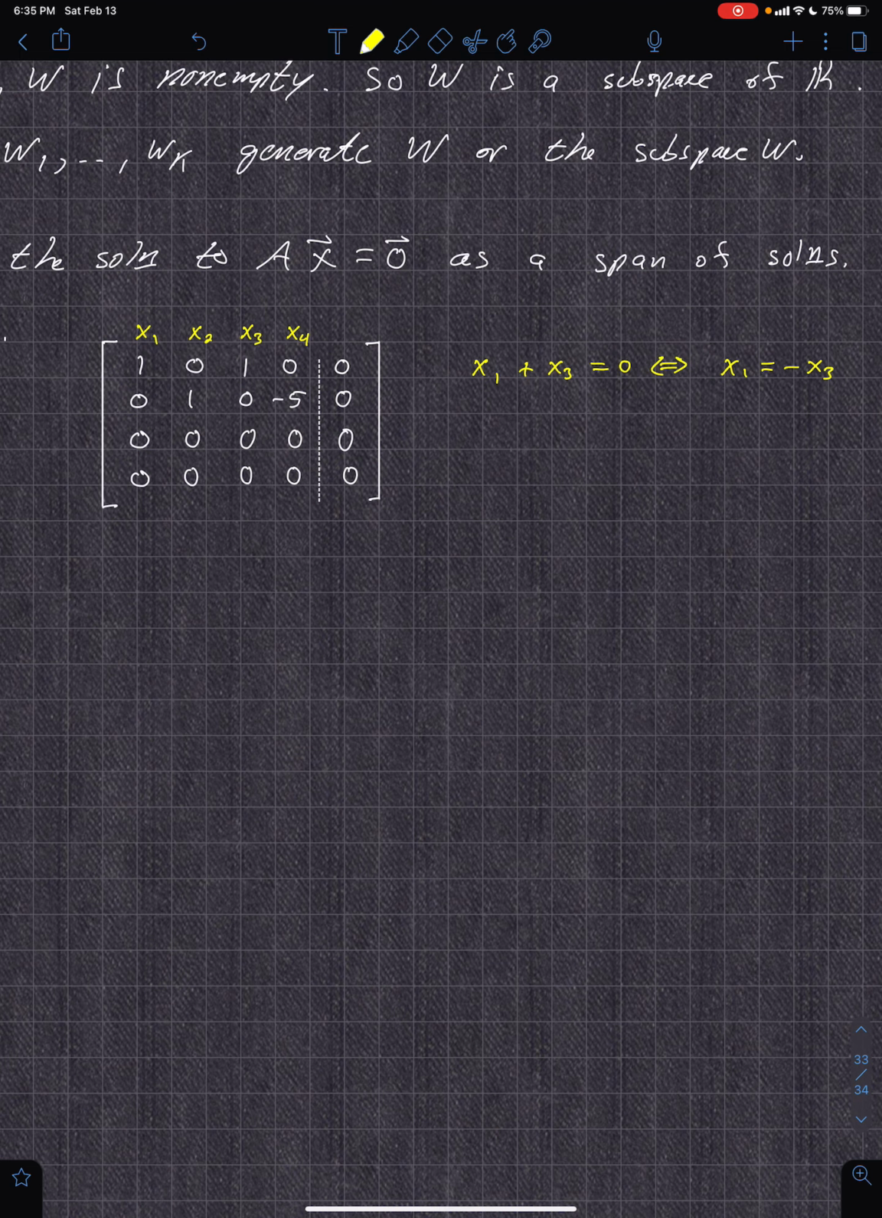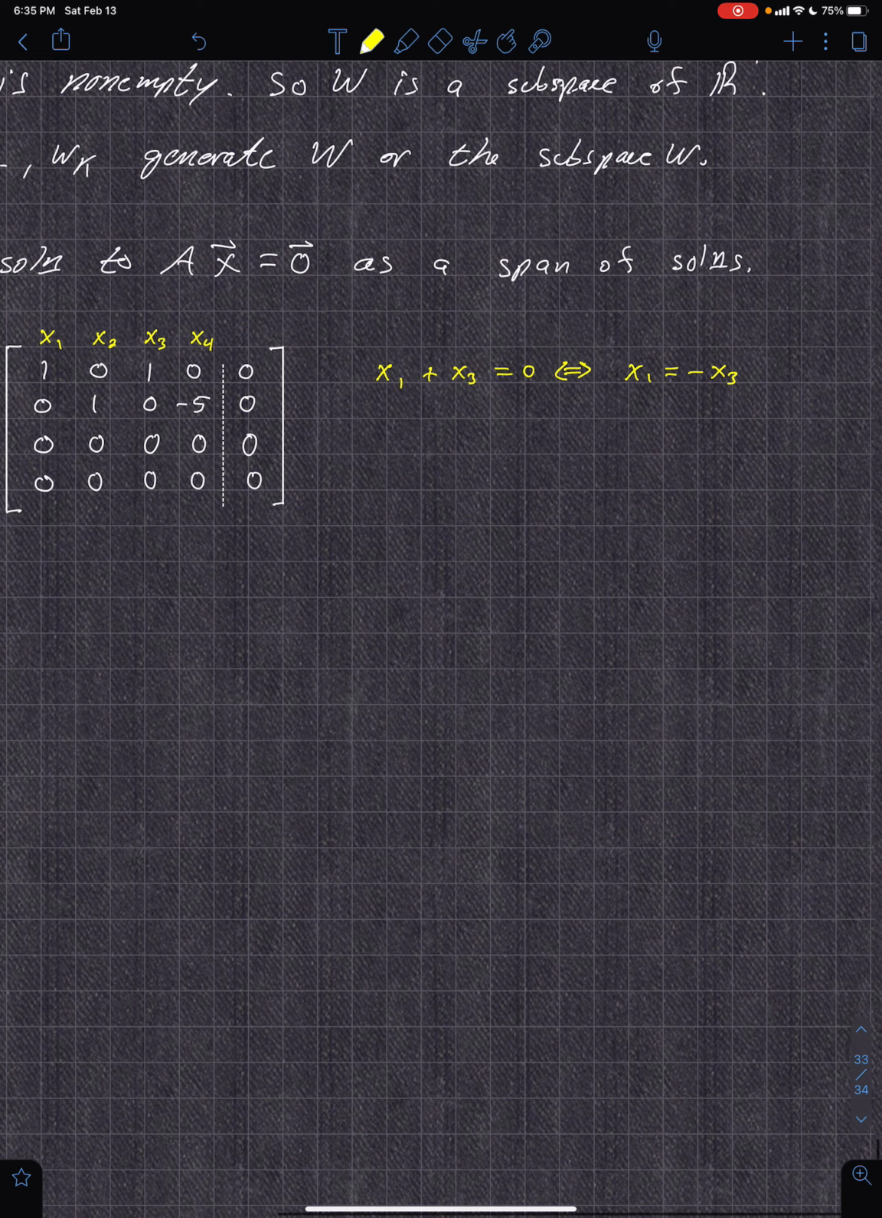Okay. Then we also have x2 minus 5x4 is equal to 0. So we'll be able to solve that. So x2 is negative 5x4. But then we have 0, x3 is 0, and 0x4 is equal to 0.